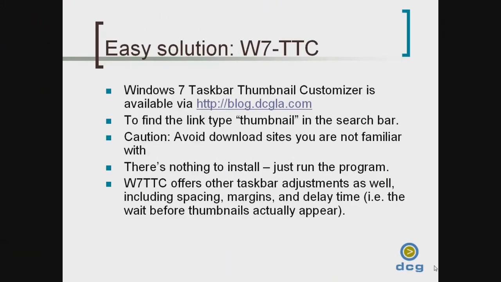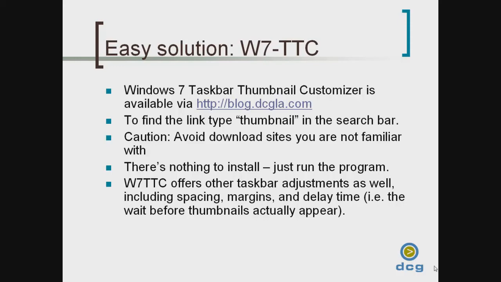So just to summarize, in order to download the Windows 7 taskbar thumbnail customizer, simply visit blog.dcgla.com. Once you're on the site, it's easiest to find the article you're after by typing the word thumbnail in the search bar, and that'll bring up the relevant thumbnail-related articles. And the one that you want will be the first one.